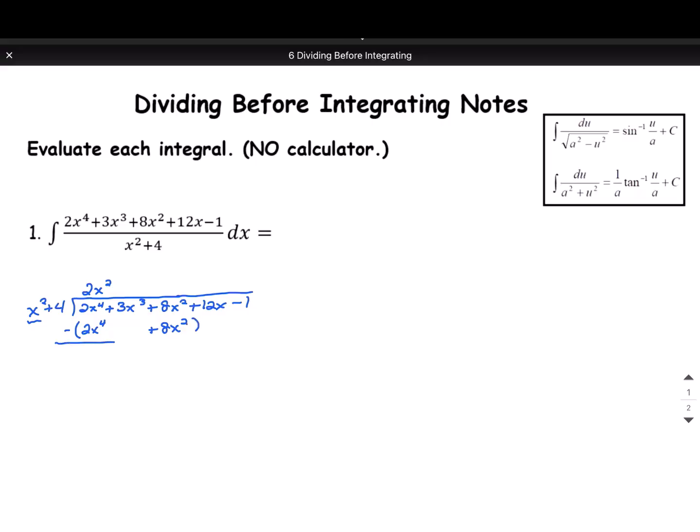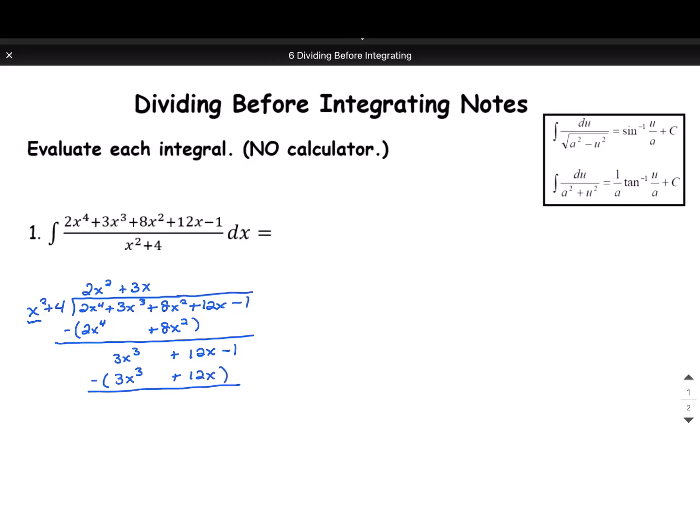Now when I subtract this, the 2x to the fourths go away. I still have a 3x cubed. The 8x squareds go away. I still have a 12x, and I still have minus 1. So again, we're going to put x squared, the leading term, into 3x cubed. X squared times what is 3x cubed? That would be a plus 3x. So 3x times x squared is 3x cubed, and 3x times 4 is 12x.